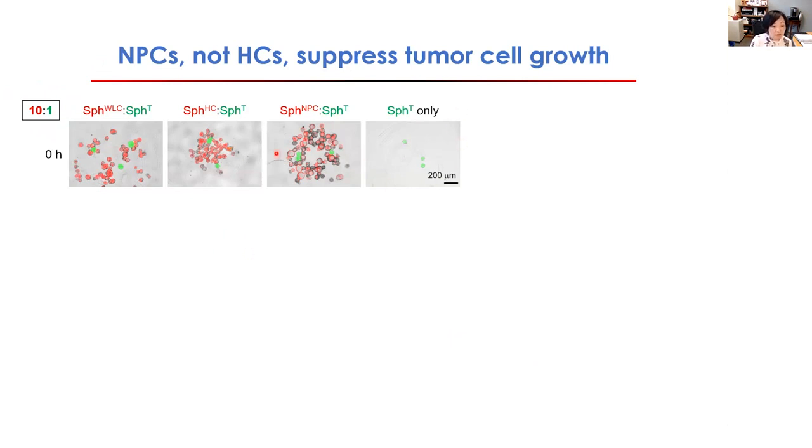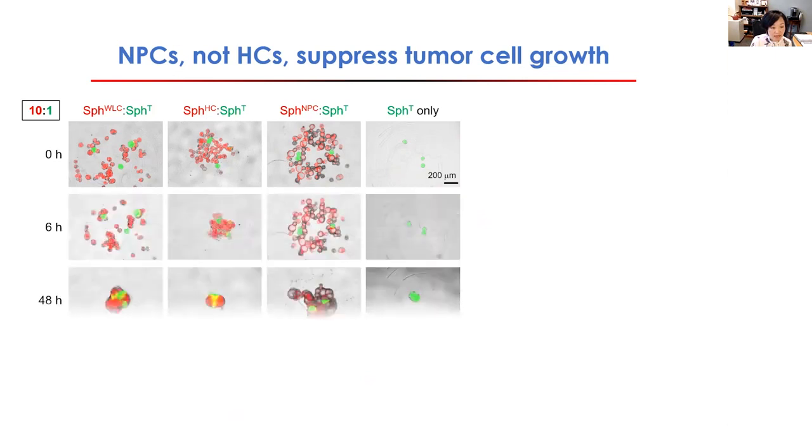From these pictures, you can see how easily we can tell normal cells and tumor cells apart by their fluorescence. Once we put them together, these cells start to aggregate. We don't know why, but they like to stay together. This is the suspension culture condition, so all the cells are floating in the media. We found the hepatocytes aggregate with tumor cells most quickly compared to other conditions. But by 48 hours, all these cells pretty much come together in all conditions.